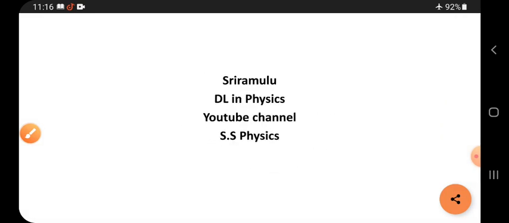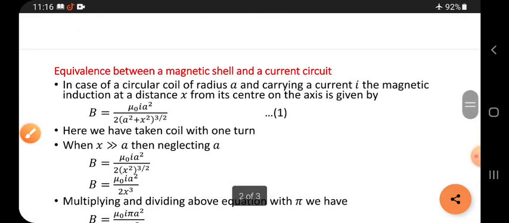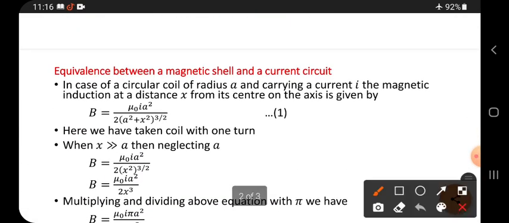Okay friends, today's topic is the equivalence between a magnetic shell and a current circuit. So what is the same in the magnetic shell and a current circuit? That is what we are going to calculate. What thing behaves as one quantity, as in the circuit? That is what I am going to calculate.